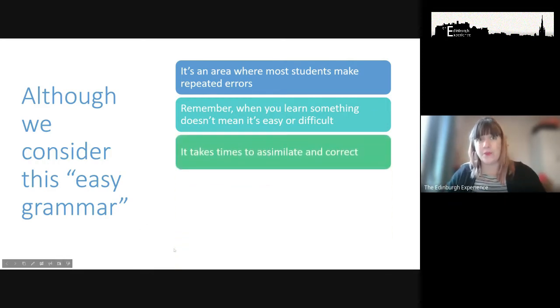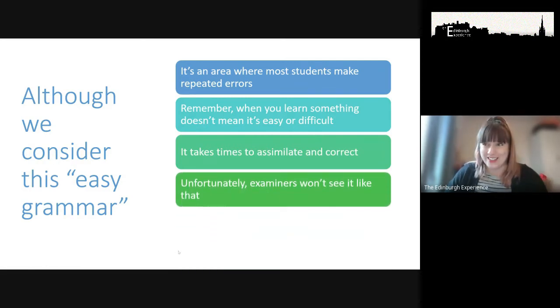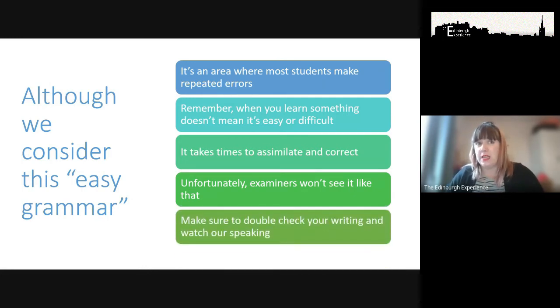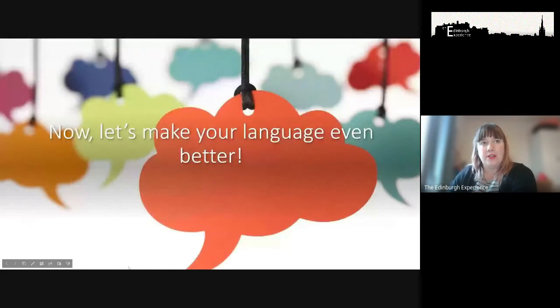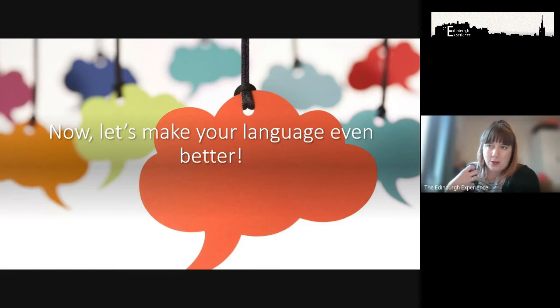Having said that, if you're taking an exam, unfortunately, examiners don't see it that way. So you need to watch out for those kind of mistakes. Make sure that you double check your writing and you watch your speaking when you're talking, just to avoid those kind of repeated errors. All right. So that's the basics with our comparative structures. What we're going to think about today is how we can make your language even better super quickly.